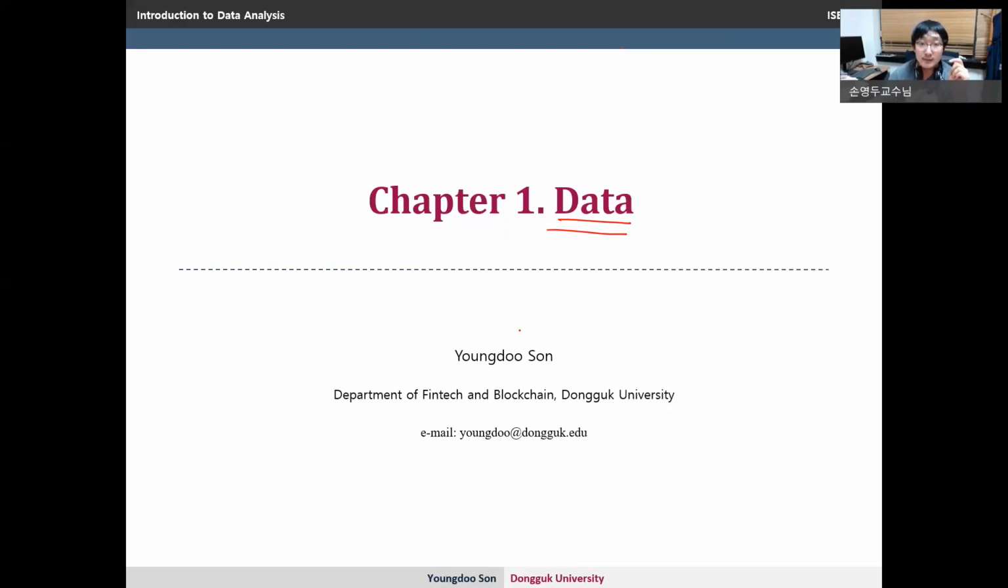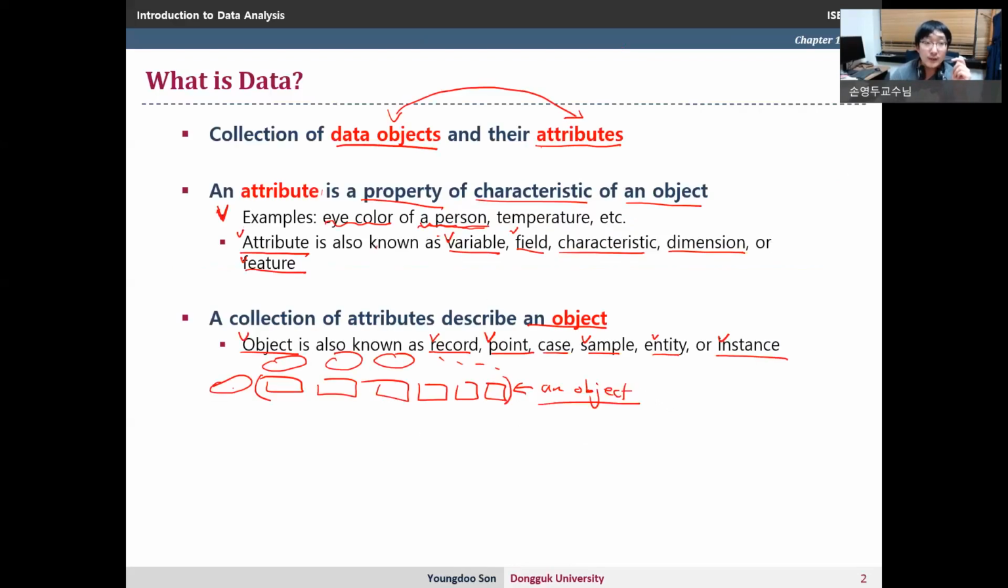In the last class, we first saw the definition of data. Data is a collection of data objects and their attributes, and we also defined the attribute and object in the data set. The attribute is a property or characteristic of an object. So any property of the object can be considered as an attribute.